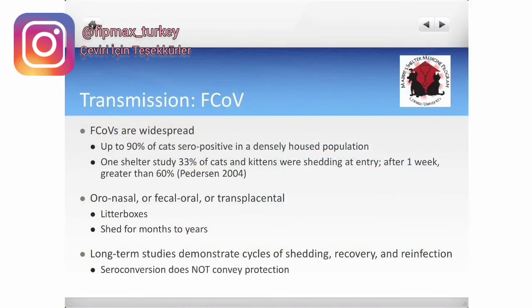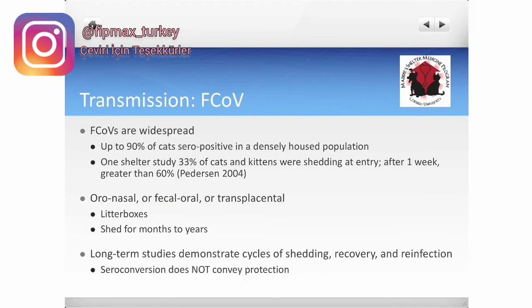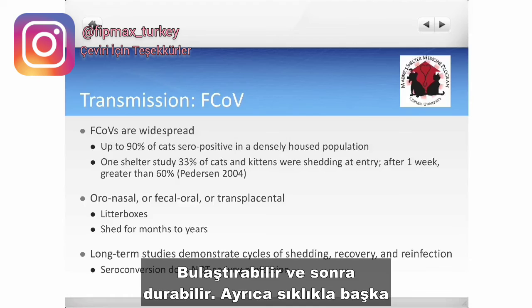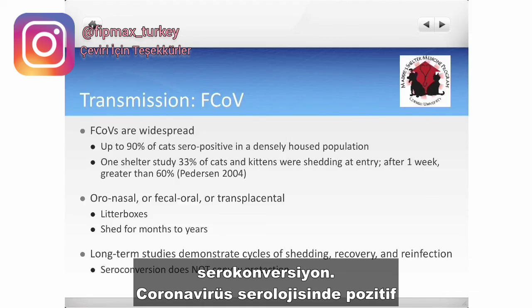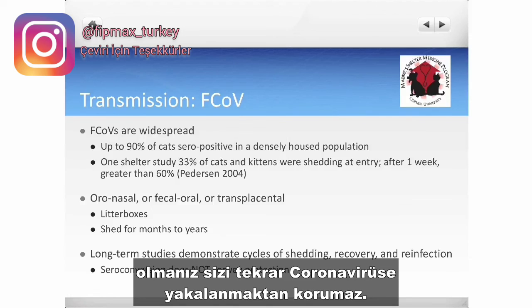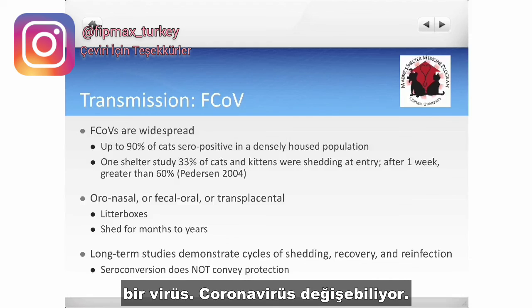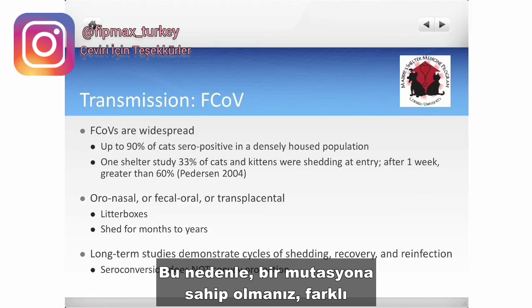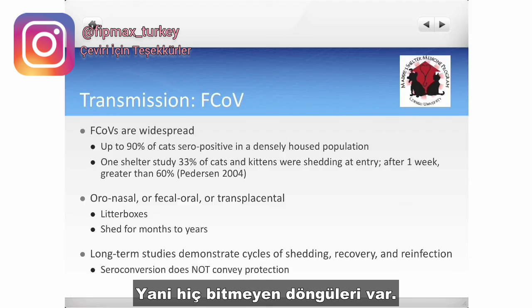Long-term studies have demonstrated that there are cycles of shedding, recovery, and reinfection. So a cat can get coronavirus, shed it, stop shedding, and then get reinfected, often with a different coronavirus, and shed again. Seroconversion, being positive on serology for coronavirus, does not protect you against getting coronavirus again. Some of that may speak to the fact that it's a highly mutable virus and coronaviruses change. So just because you had one doesn't mean you're protected against a different mutation. And so there are cycles of this constantly.